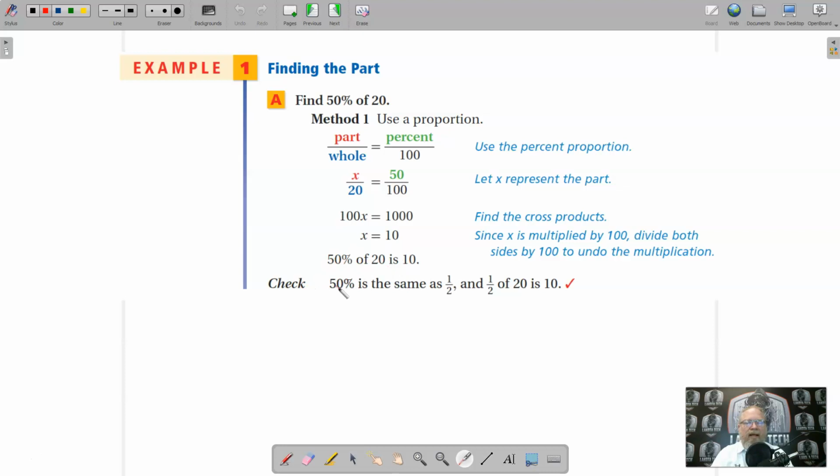Now you could check that and think 50% is the same as 1/2. And 1/2 of 20 is 10. So you probably could have done that without the proportion method. And that's one reason why it helps to know some of the popular percentages, like knowing that 50% is equal to 1/2. If someone asks you what's 1/2 of 20, you'd be like, oh, half of 20 is 10.